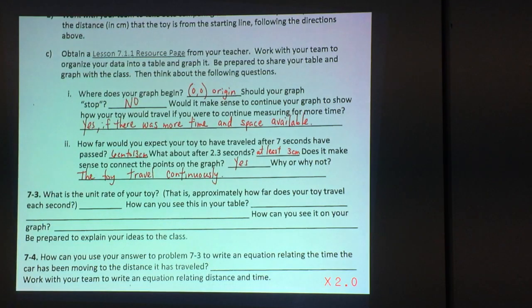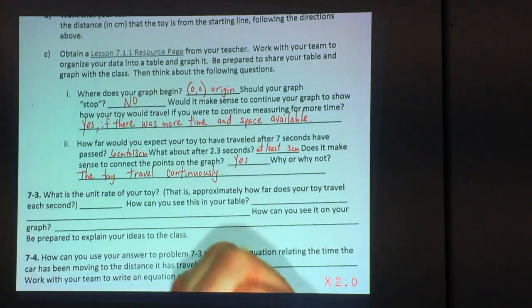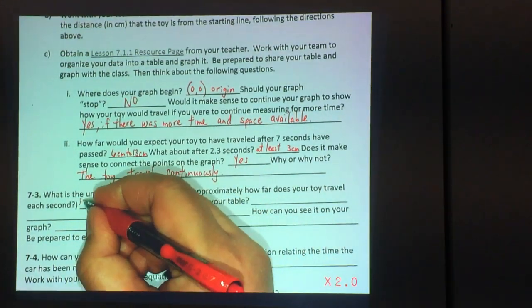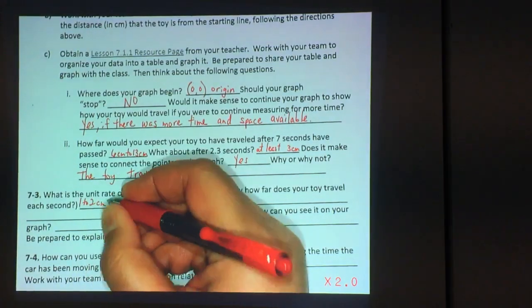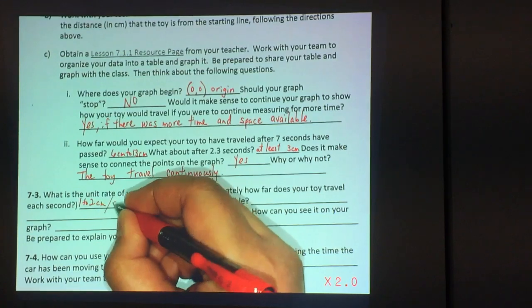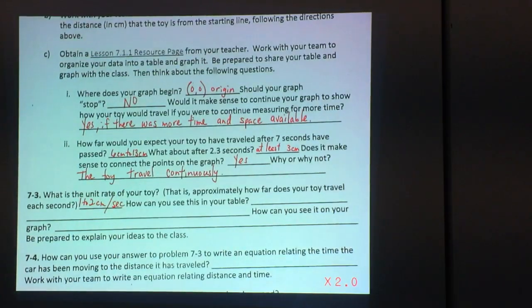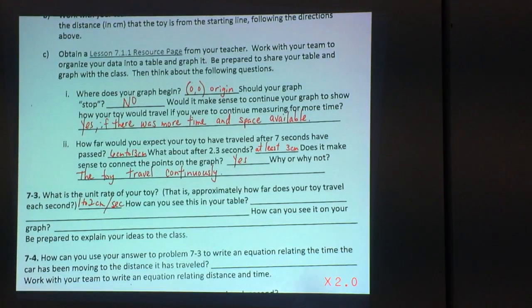Okay. What is the unit rate of your toy? That is, approximately how far does your toy travel each second? It goes 1 to 2 centimeters per second. How can you see this in the table?